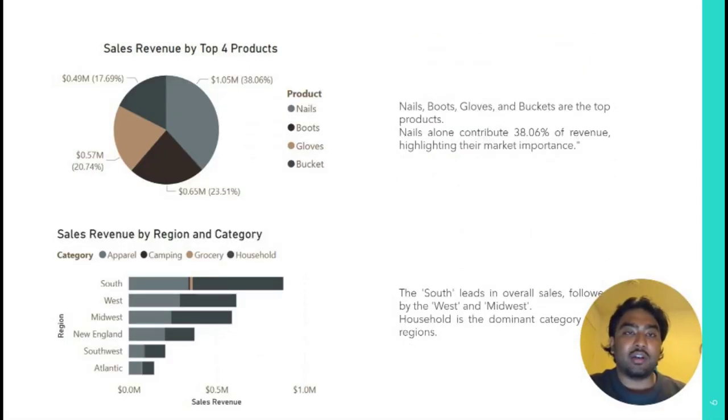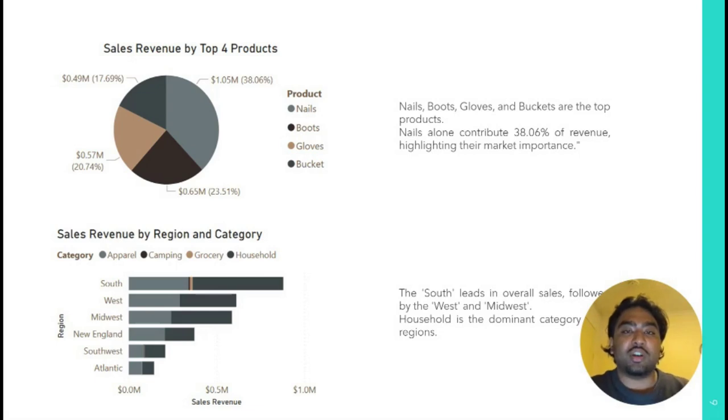So here, looking at the pie chart of sales revenue by top 4 products, nails are leading with 38.06% of the total product revenue. This is followed by gloves, boots, and buckets. These products are driving the bulk of our revenue and must be prioritized in stock management and promotions.